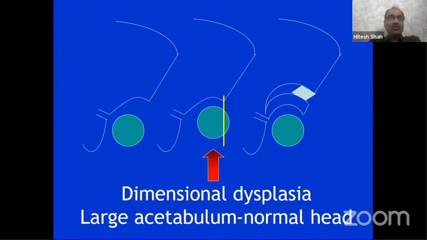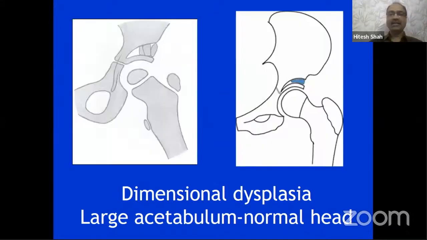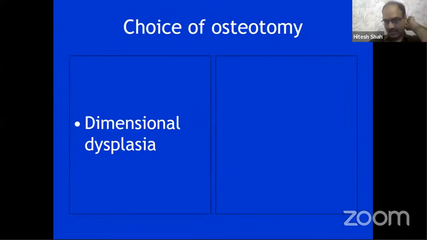So we can do either anterior coverage or lateral coverage, or the Albee's osteotomy, depending on where the acetabular dysplasia is present. Whenever the acetabular dysplasia is more, it can also be corrected with the Pemberton osteotomy. So whenever there is a large acetabulum with a normal femoral head, we can correct it with the Dega or Pemberton osteotomy and reduce the size of the acetabulum.